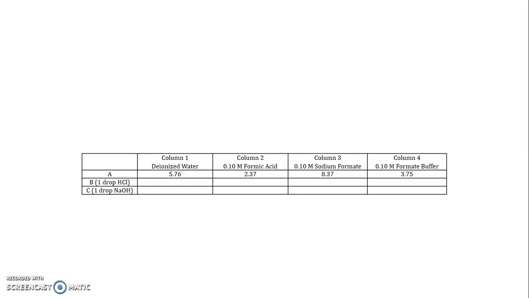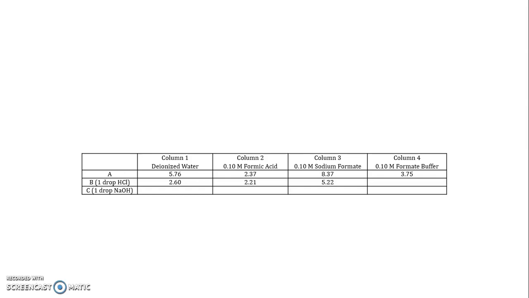As I add 1 drop of hydrochloric acid, I expect to see the pH drop. And, suffice to say, it does in fact drop rather substantially when added to water, to a value of 2.60. It drops when added to the formic acid, which, given the pH is low to begin with, doesn't change all that substantially. It drops to 2.21. It drops rather remarkably when added to the sodium formate.